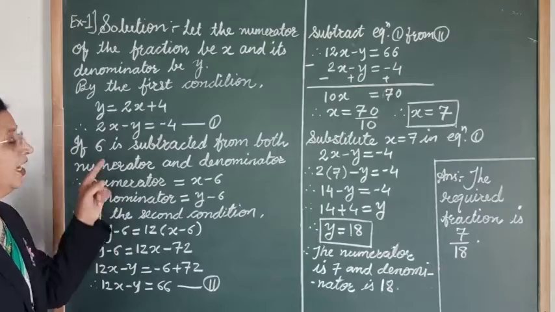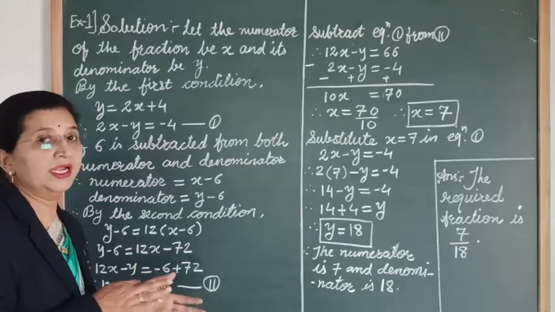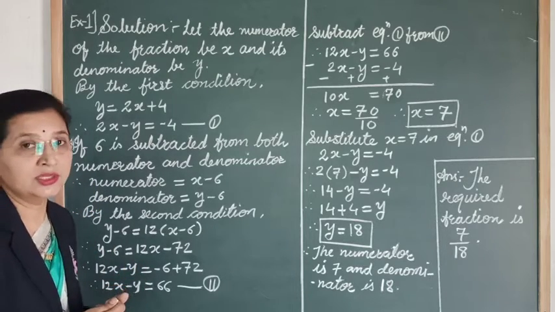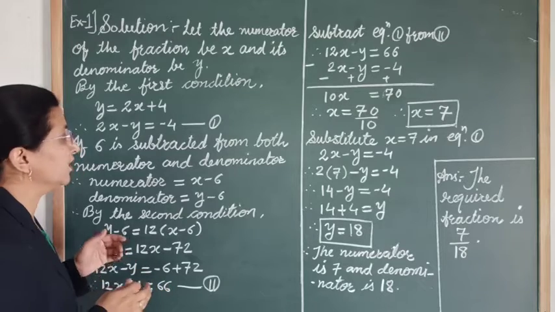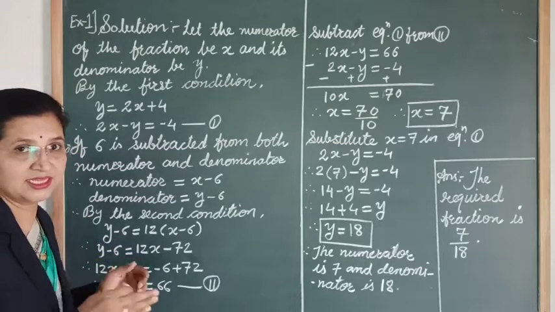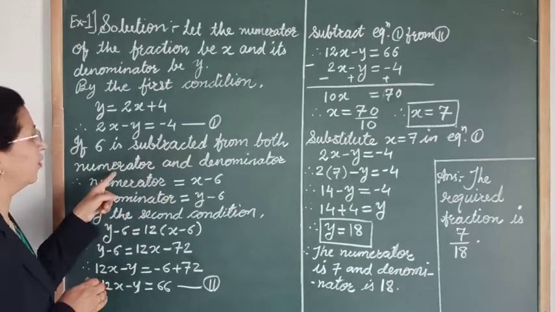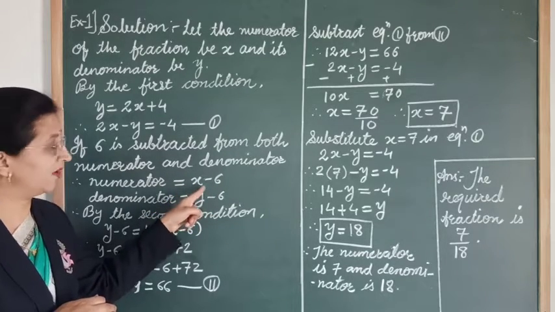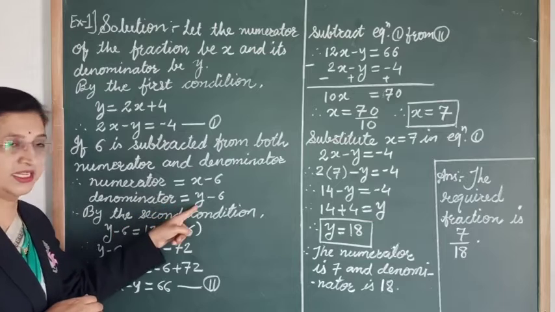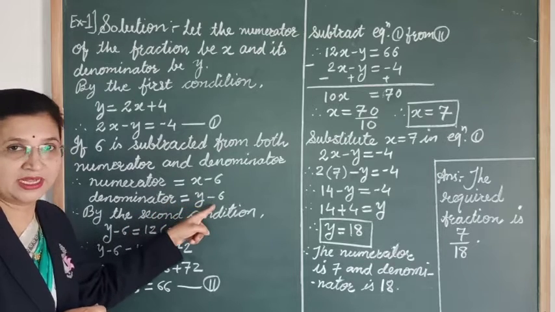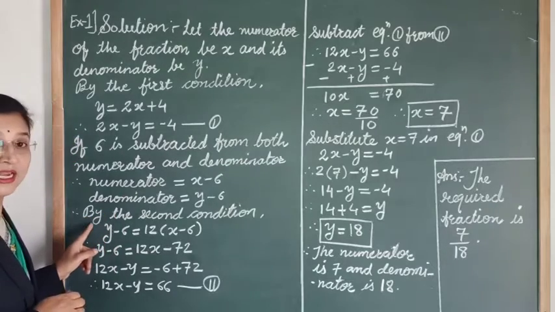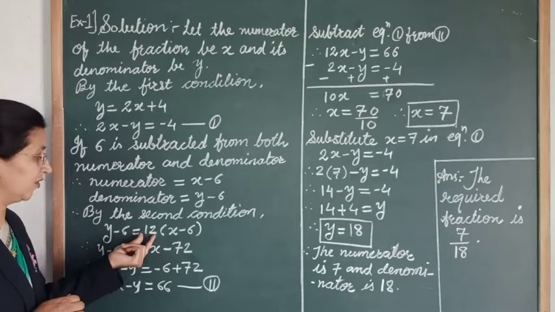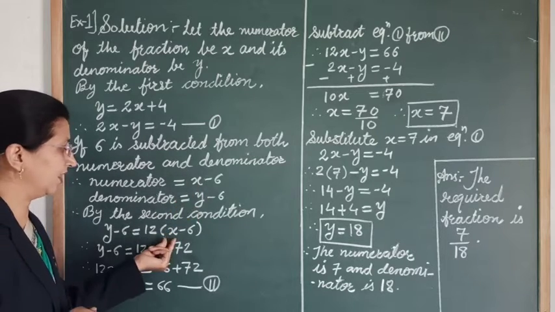Now the second condition. What is the second condition? If 6 is subtracted from both numerator and denominator, then the denominator is 12 times its numerator. So numerator is x, from that we subtract 6, so the numerator will become x minus 6. Similarly, from the denominator subtract 6, so the denominator will be y minus 6. By the second condition, the denominator becomes 12 times the numerator. So 12 times means 12 multiplied by the numerator, that is x minus 6.